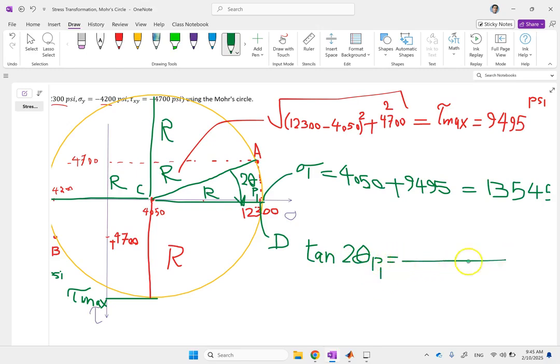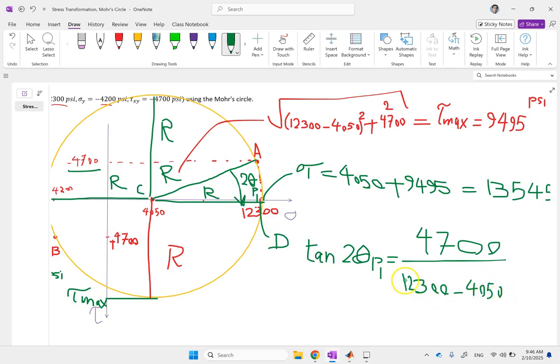Is equal to basically the vertical side. How much is the vertical side? That is 4,700 divided by what? Divided by the horizontal side, which is the distance from this point D to the average. So it is basically 12,300 and then minus 4050.